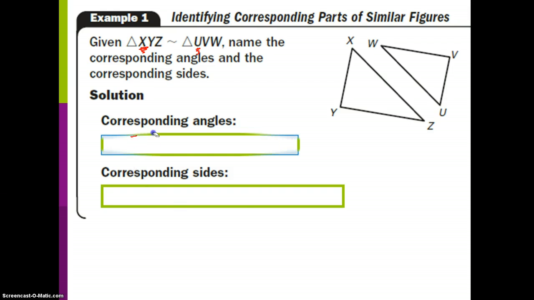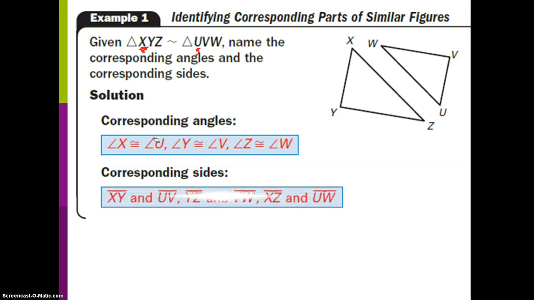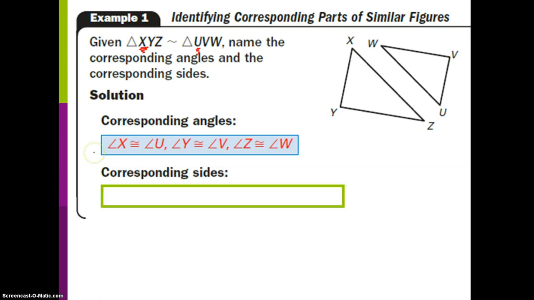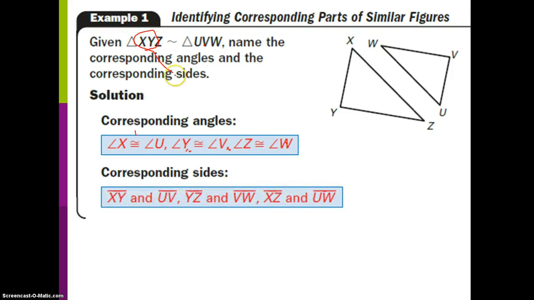Let me just show you. The second letter is Y and V, so those are corresponding. The third letter is Z and W, and that's corresponding. Again, we can do the same thing with our sides. XY is the first two letters of the first side, where UV is the first two letters of the second side.